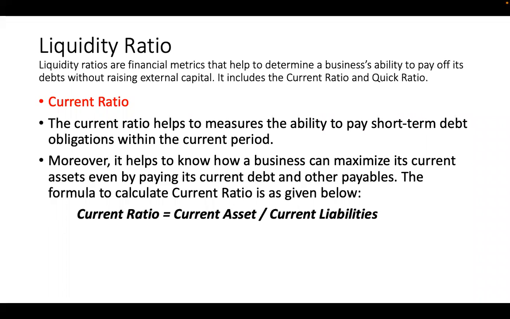The formula to calculate the current ratio is simple. You all might be aware of this. Current ratio is equal to current assets divided by current liabilities. This shows us the current scenario, and helps us understand whether we are capable of paying our debts in a stipulated time, typically within a financial year.